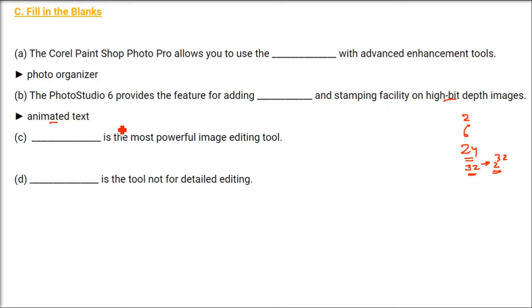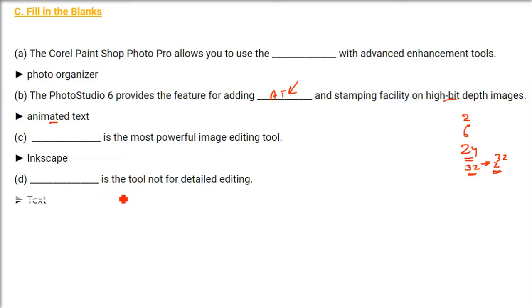So this has animated text. You can have animated text, a stamping facility, and that too on high bit depth images. Dash is the most powerful image editing tool. Now the answer is Inkscape, but you can have any. You can have Gimp, you can have Photoshop, etc.